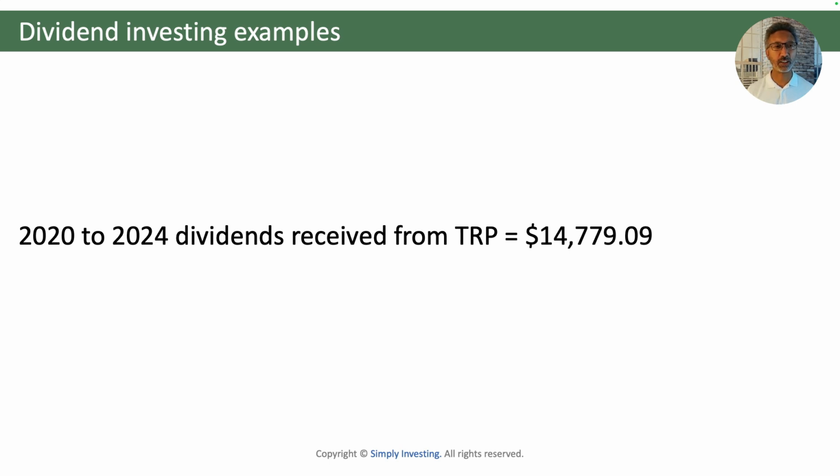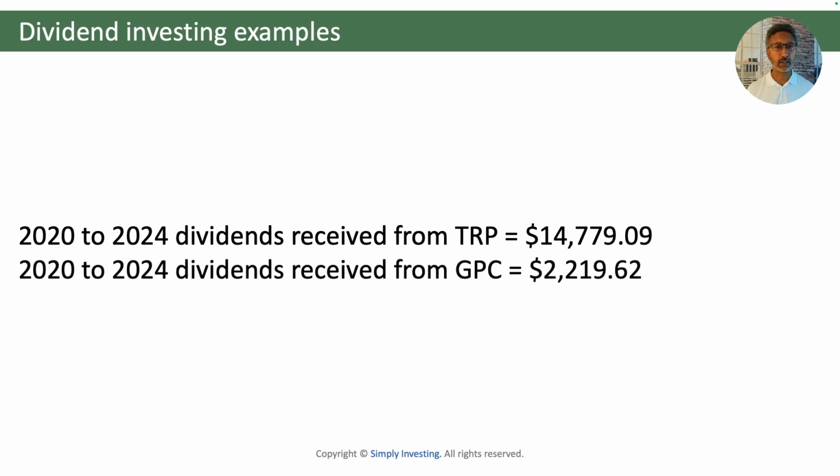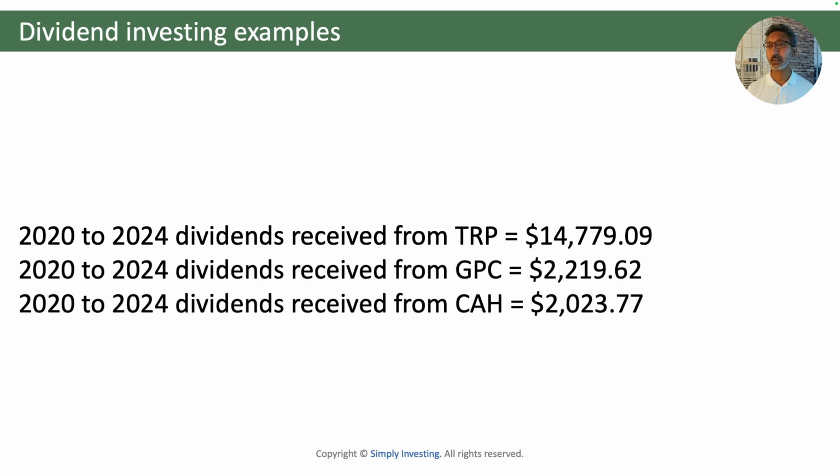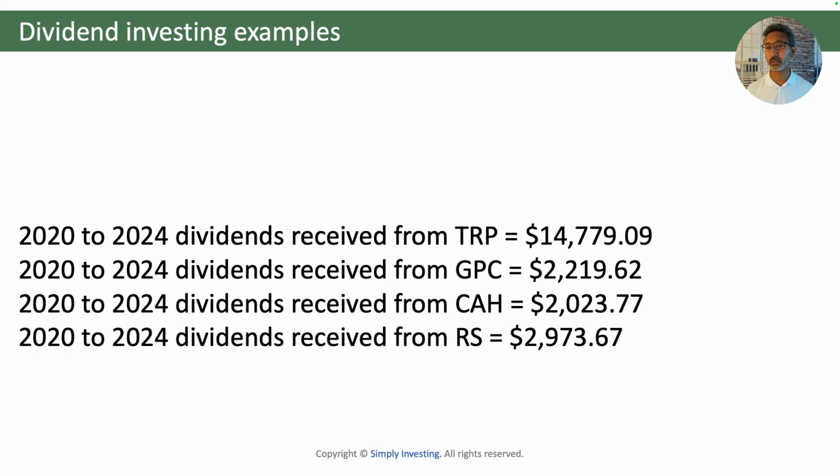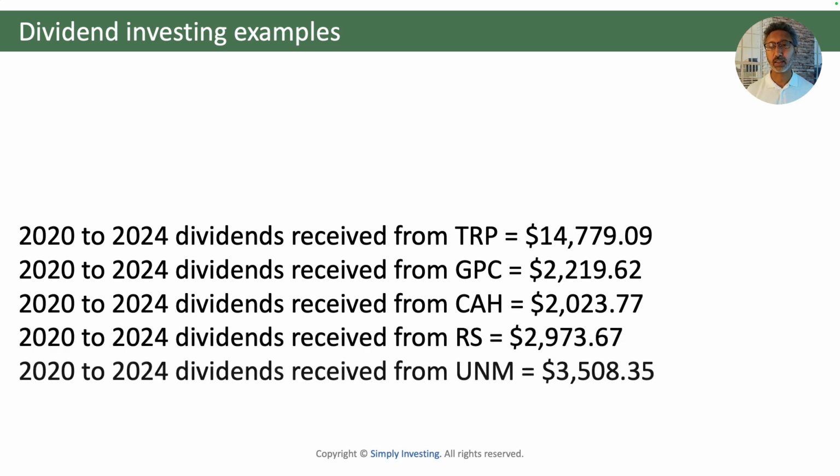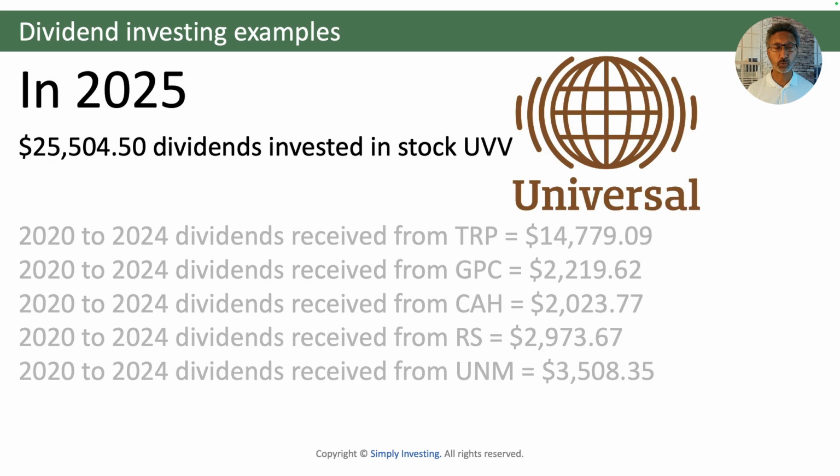So we're going to fast forward to 2025. Beginning of 2025, so January 1st or January 2nd, beginning of the year. Again, they've received in the last 5 years from TC Energy over $14,700 in dividends, another $2,200 in dividends from GPC, $2,000 in dividends from Cardinal Health, another almost $3,000 in dividends from Reliance, and another $3,500 from UNM. And if we add all that up, in 2025, beginning of the year, this investor invested over $25,500 in a stock called Universal. The stock symbol is UVV.